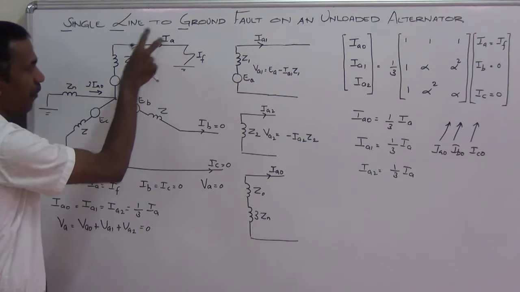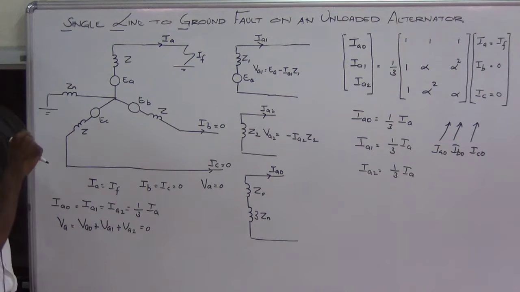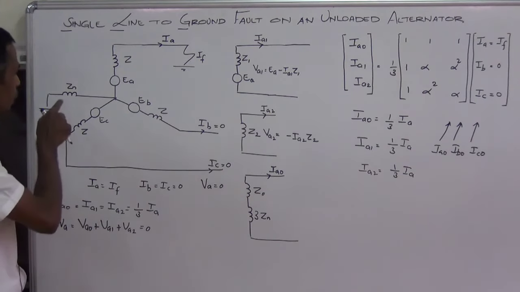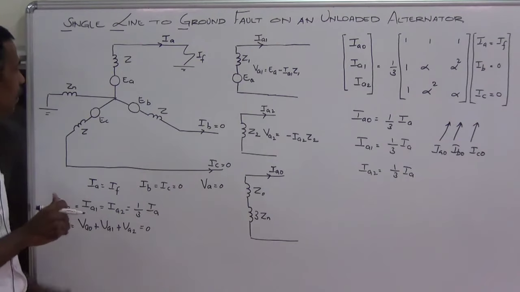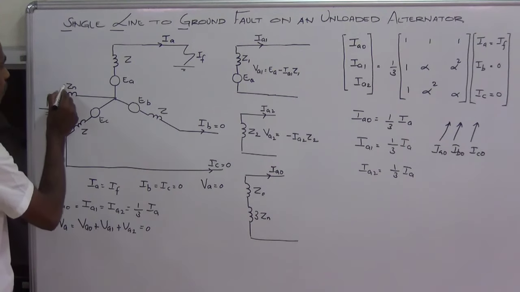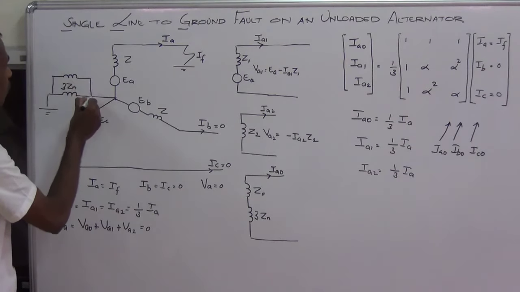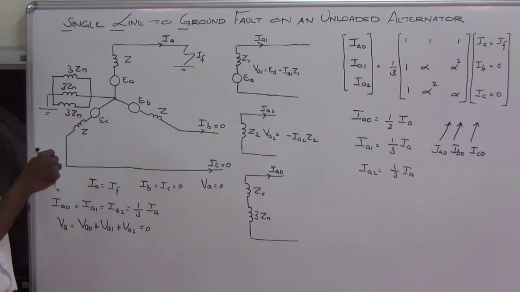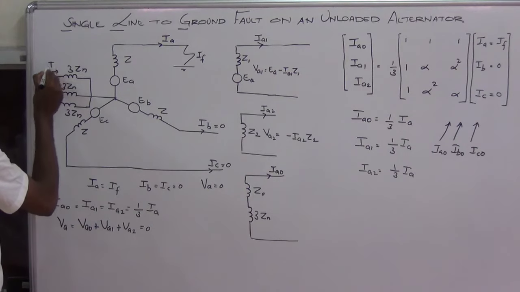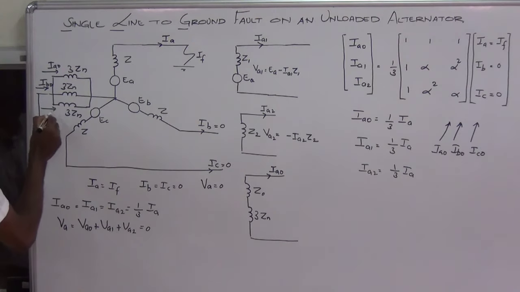So the A phase zero sequence currents will flow through 1/3 cross section of this impedance. And the B phase zero sequence currents will flow through 1/3 cross section of this impedance. And through the remaining 1/3 cross section, the C phase zero sequence currents will flow. So we can split this into three portions. When the cross section is 1/3, as you know, the impedance will be 3 times, 3Zn. This is also 3Zn. If you find out the parallel combination, the value will be Zn. So through this portion, IA0 will flow, and through this one, IB0 will flow, and through this reactance, IC0 will flow.